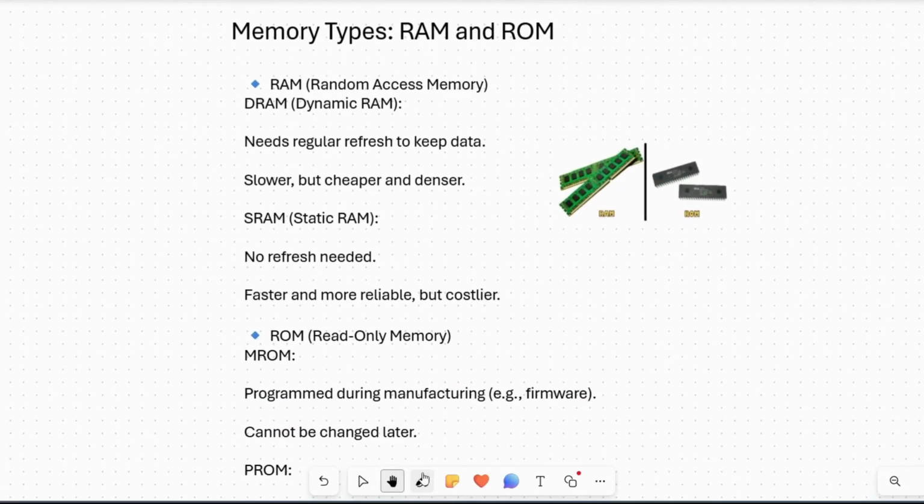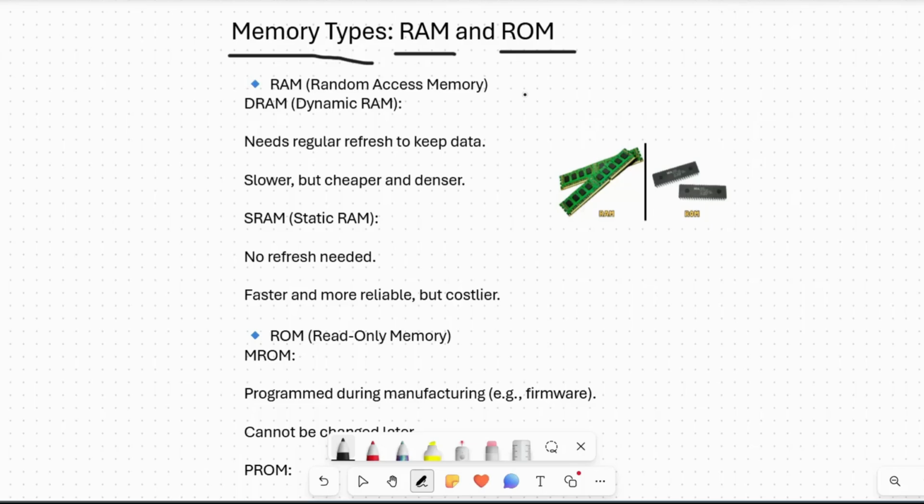Memory types. We already talked about volatile and non-volatile. Now talk about memory types, which are RAM and ROM. RAM is random access memory. There are two types of RAM: DRAM and SRAM. DRAM is dynamic RAM; it needs regular refresh to keep data, slower but cheaper and denser. SRAM, static RAM, no refresh needed, fast and more reliable but costlier.